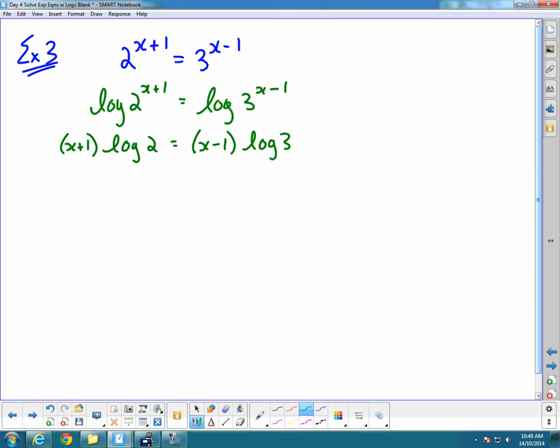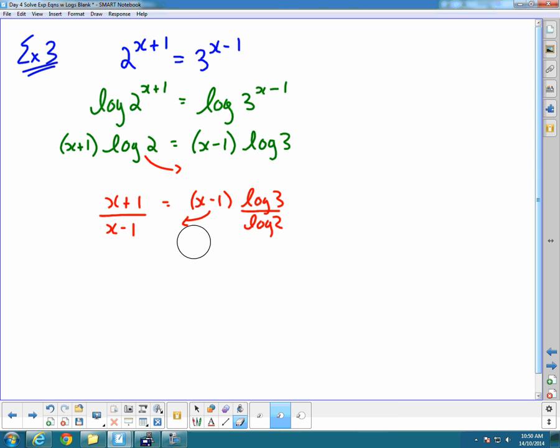The only catch is isolating for x now will be a bit of a challenge. So don't write this down, but just watch. Like if I tried to get rid of this by dividing, then I'd have x plus 1 equals x minus 1 log 3 over log 2. And then if I wanted to get rid of this one, I bring it over here. So this would be divided by x minus 1. And this is what we have.